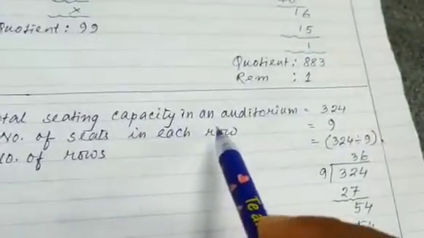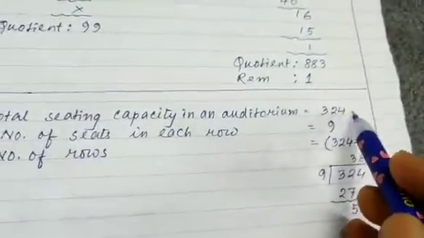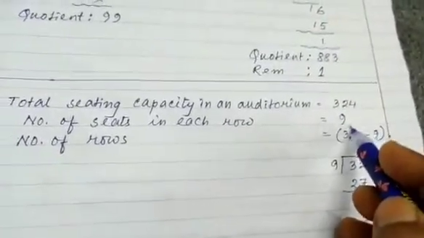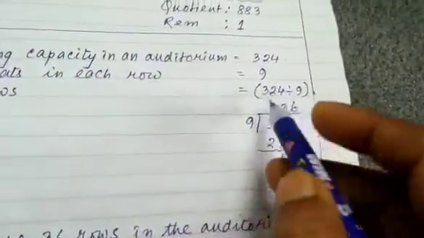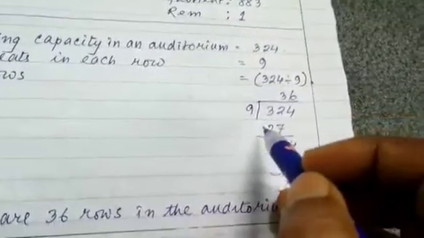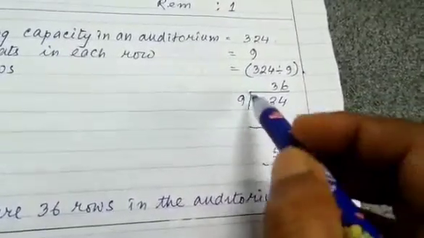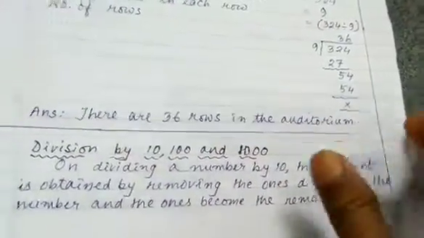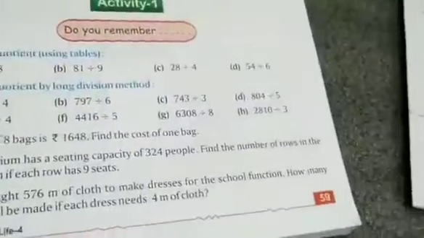Total seating capacity in the auditorium is 324. It is given. The number of seats in each row is also given. This is 9. So I have to find the number of rows. To find the number of rows, I have to divide this number by 9. 324 divided by 9. See, I have done the division. So it becomes 36. So I have to write the answer: there are 36 rows in the auditorium. In this way, we will do the problem sums.